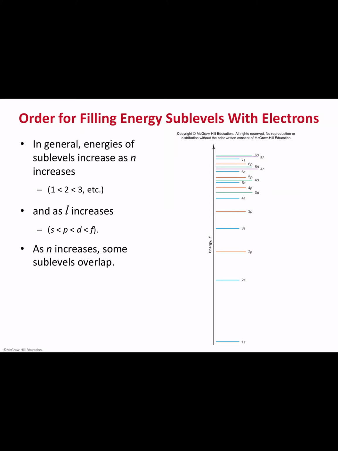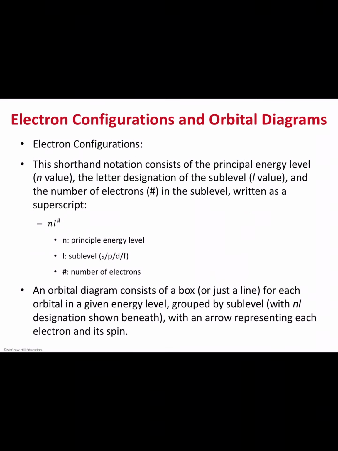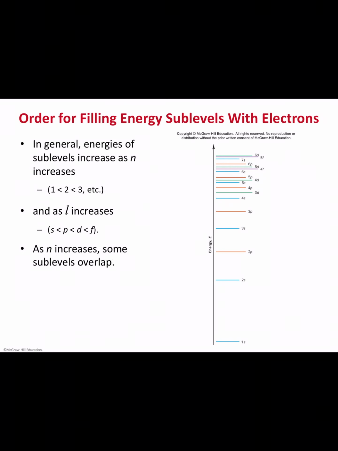So this diagram shows the filling of energy sublevels with electrons. Now we're going to put electrons in these orbitals, and it's going to fill up based on the energy of the orbitals. In general, energies of sublevels increase as n increases, just like 1, 2, 3, and as L increases, SPDF. As n increases, some sublevels overlap.